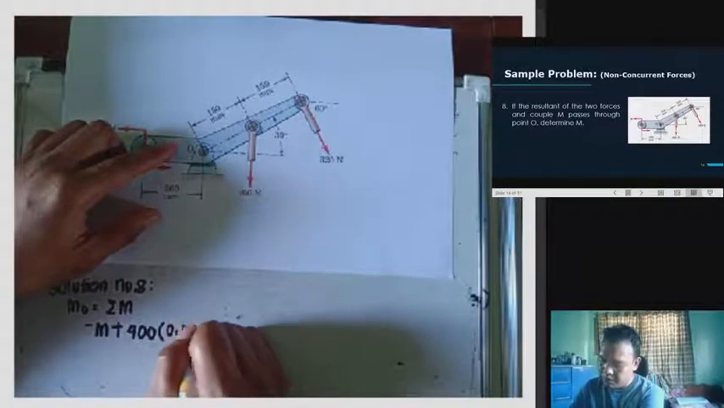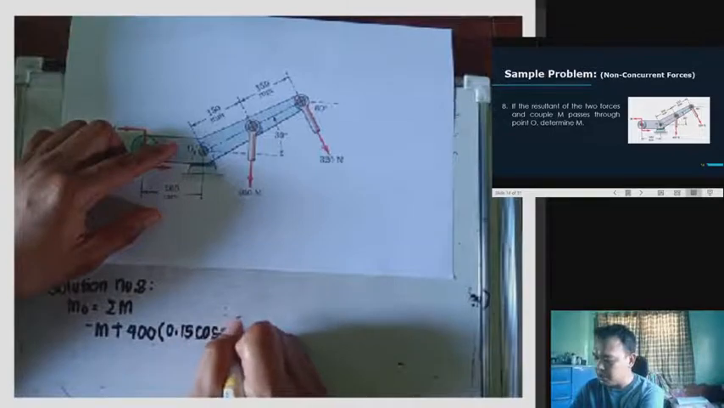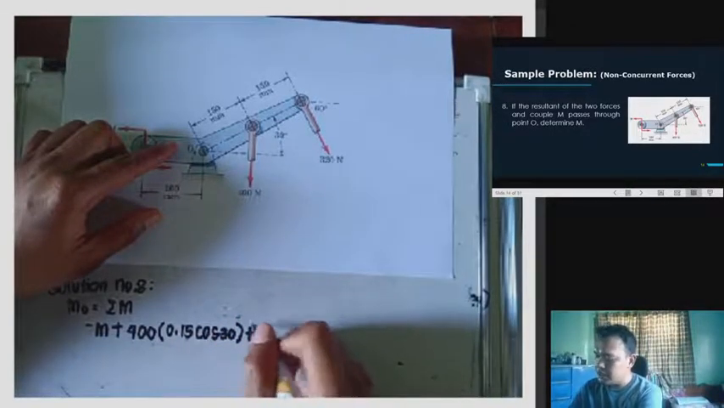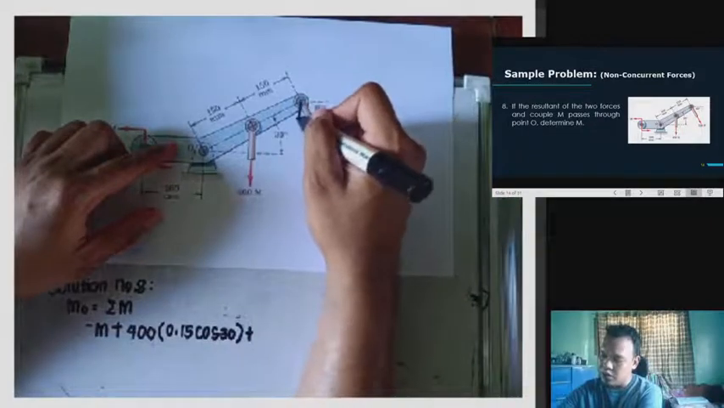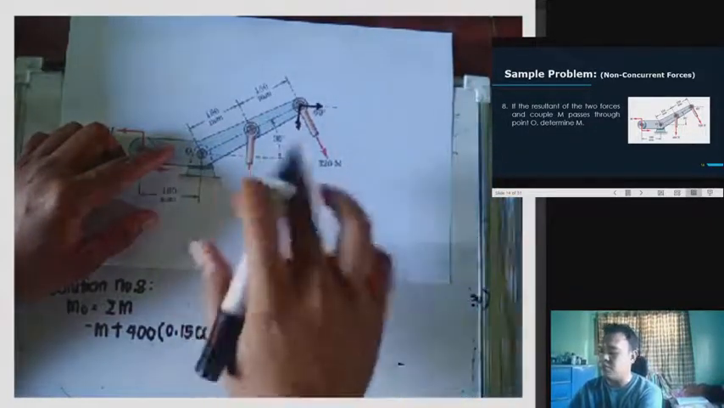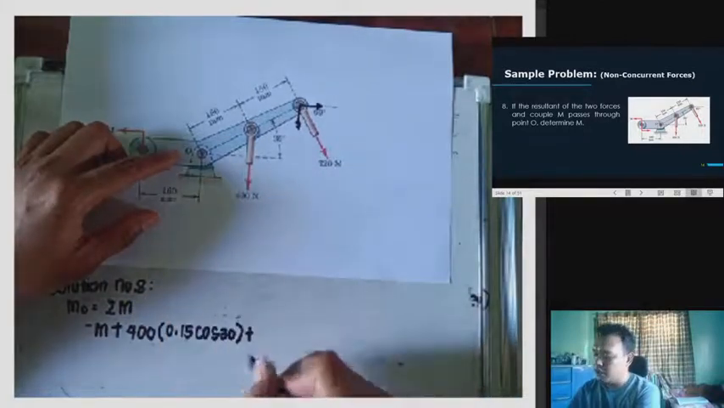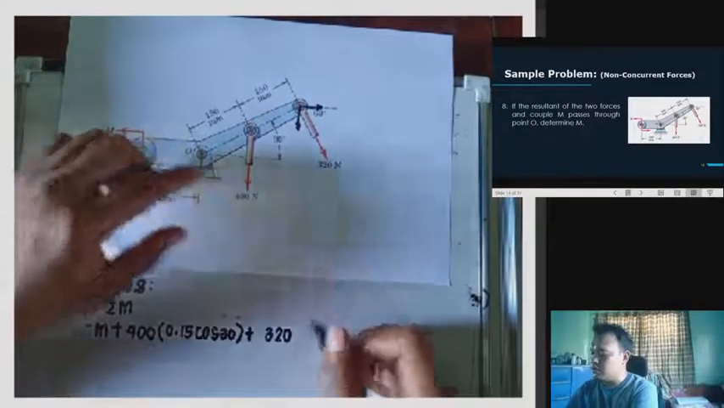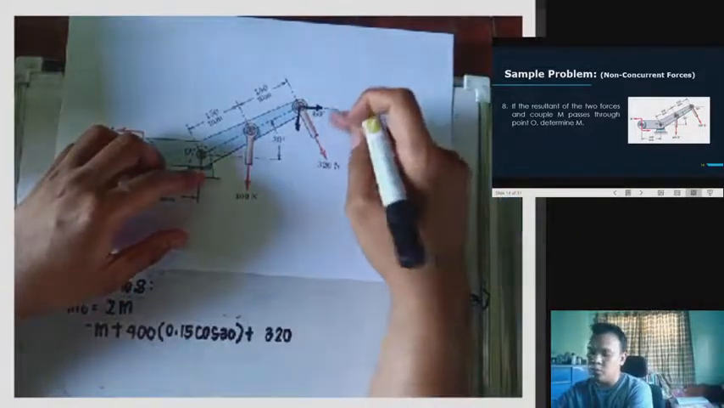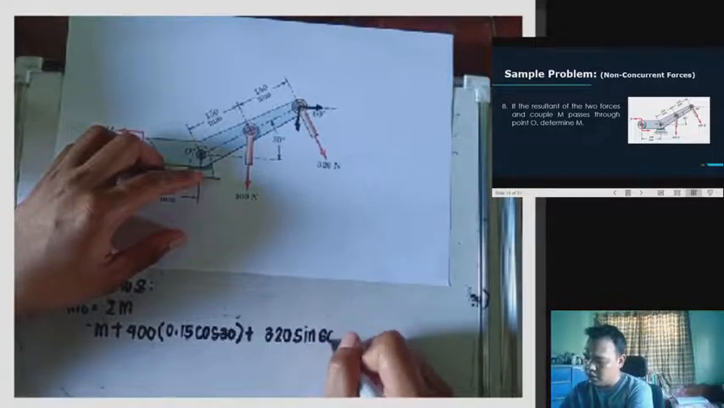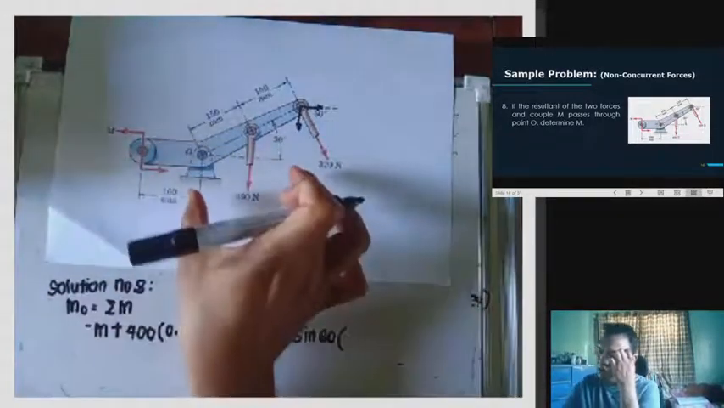0.15 cosine 30 plus, again, ito, component nito is pag ganito at pag ganito. Tama? So, clockwise pa rin yung movement niya. So, we have here 320. So, para makuha natin yung vertical, yung y component ito, sine 60. Tapos, yung perpendicular distance niya ay ito.